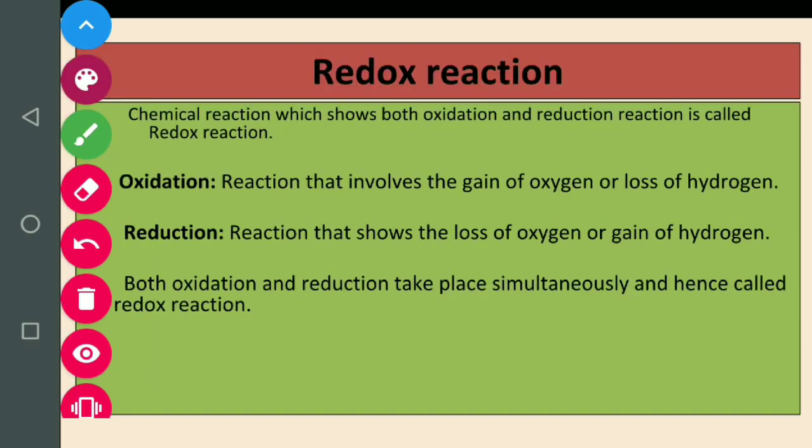Now redox reaction. A chemical reaction which shows both oxidation and reduction is called redox reaction. First, oxidation: a reaction that involves gain of oxygen and loss of hydrogen is known as oxidation. Now reduction: a reaction that shows loss of oxygen and gain of hydrogen is known as reduction. Both oxidation and reduction take place simultaneously, hence they are called redox reaction.